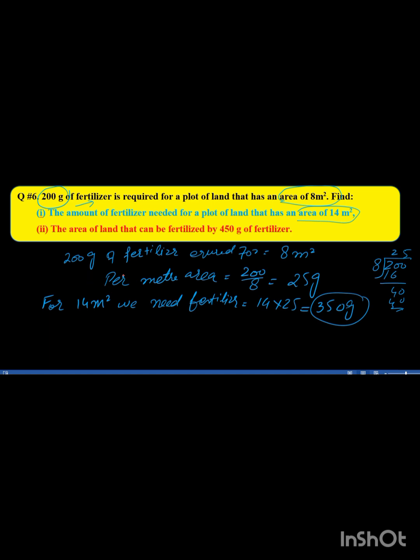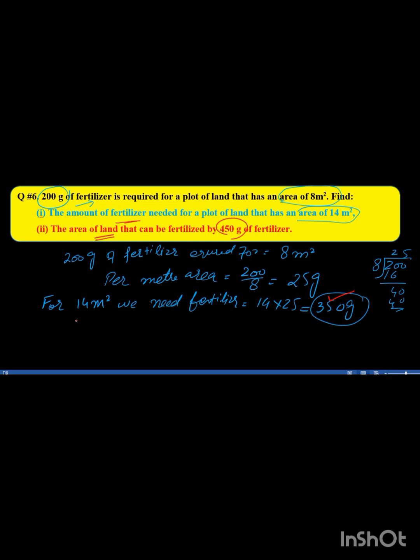So now it's a different question opposite to that question. We have to find now the land. First we found the fertilizer for 14 meter square, that is 350 grams. Now we have to find the land for 450 gram fertilizer. As we know, we have 25 grams for 1 area. Now for 1 gram we have to find the area.